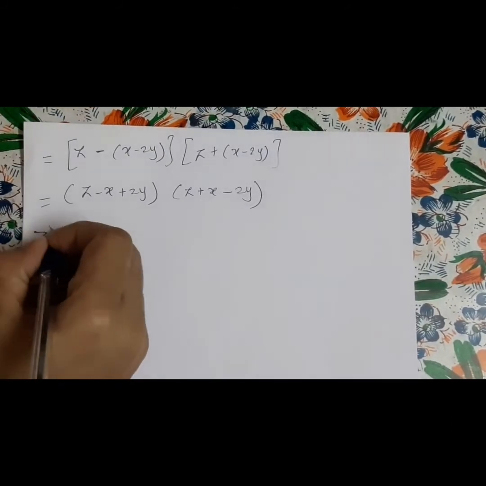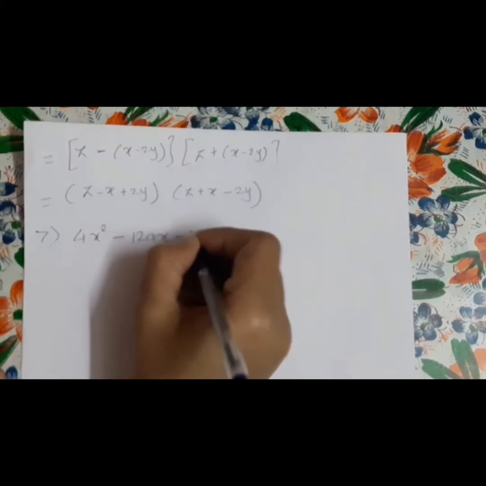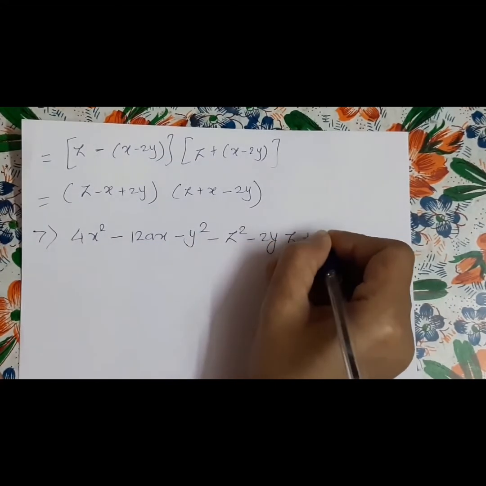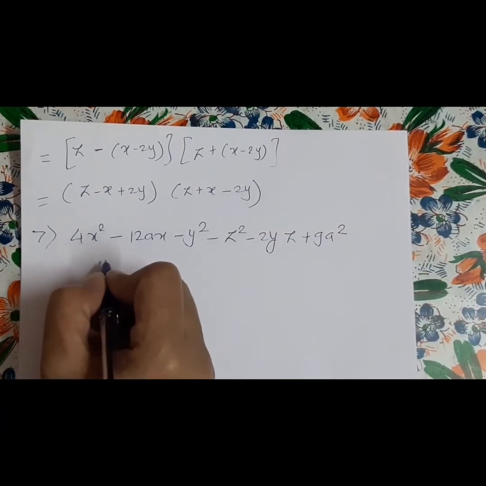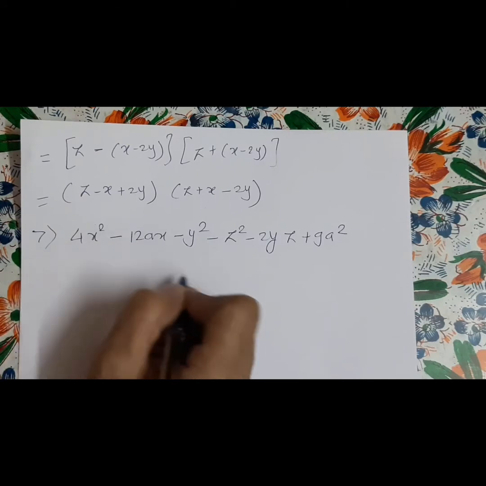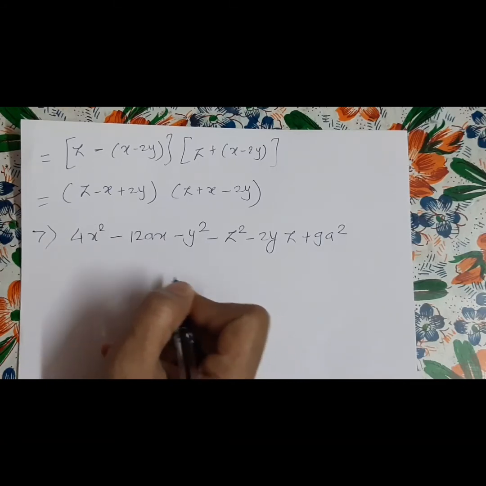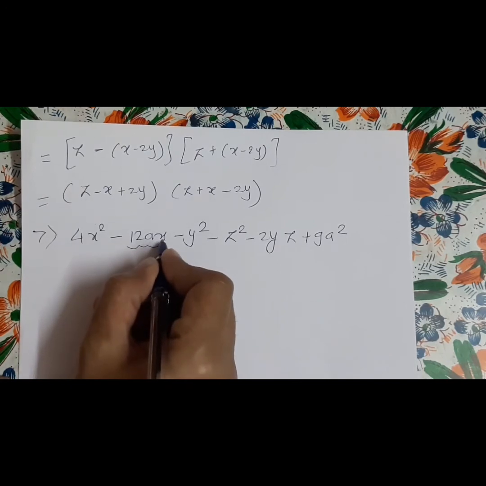So the next example we will discuss here. 4x square minus 12ax minus y square minus z square minus 2yz plus 9a square. So you can see here, this is nothing but the two quadratic equations. This equation may consist of two quadratic equations. You just have to rearrange the terms.